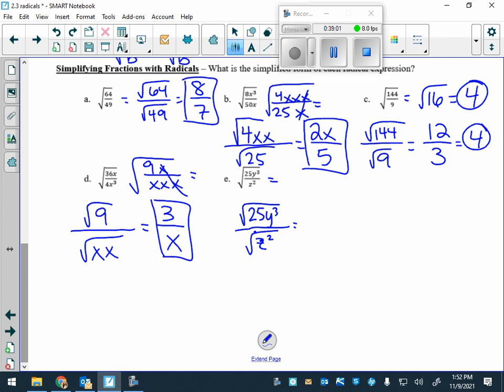Okay. Square root of 25y cubed would be what? Assad? Good. 5y times the square root of y. Everyone see that? Everyone okay? All right. Square root of z squared. Z. Good. Awesome. How many of you did get that for your answer? Good. All right.